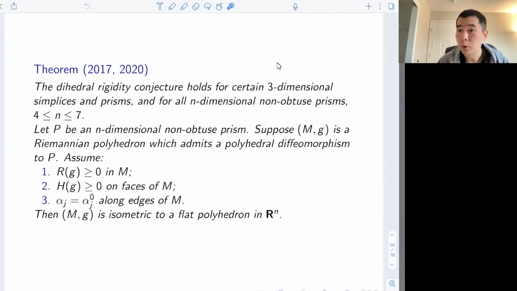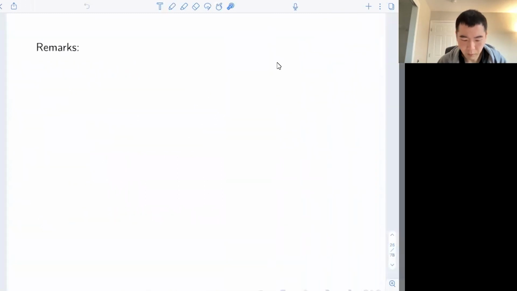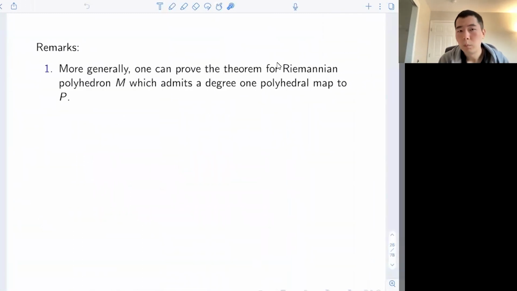All right, so let me mention some remarks on this theorem. First of all, my approach would enable one to prove the theorem for slightly more general Riemannian polyhedrons, namely those which admit a degree 1 polyhedral map to P. A basic example to keep in mind is that in the case of the prism, I don't need M to be diffeomorphic to the product of P0, a two-dimensional plane polygon, times the interval raised to a power. In the interior, you can add handles and make connected sums with other manifolds. This is allowed, but still you have this rigidity phenomenon.